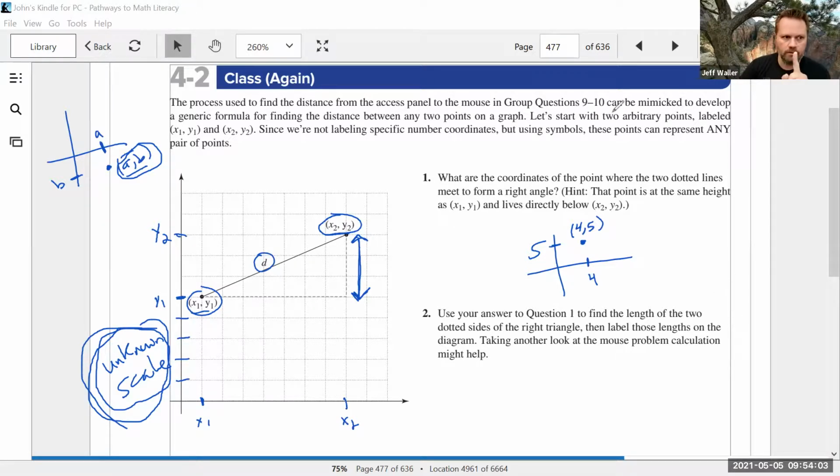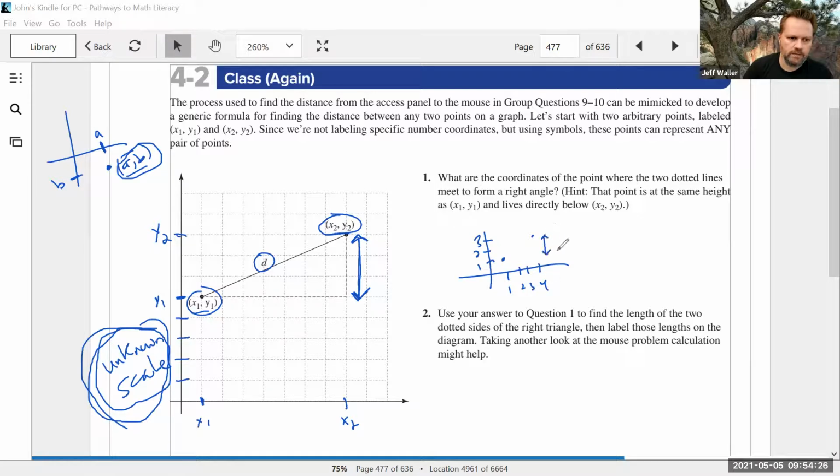Unknown scale, everybody. Unknown scale. Does this go by 1, 2, 3? I don't know. So you cannot say this is 3. I have no idea what the scale is. Now, stay with me. We just did an example earlier. If I have a point at 1, 1 and another point at 4, 3, right? 1, 2, 3, 1, 2, 3, 4.